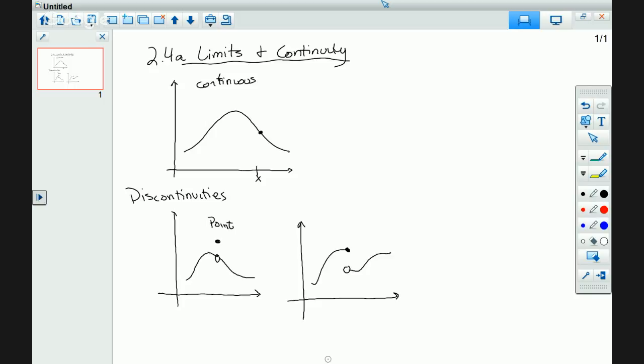What's that called? Jump? I don't remember that. And what's the last one? We have three types of discontinuity: jump, point, and infinite.